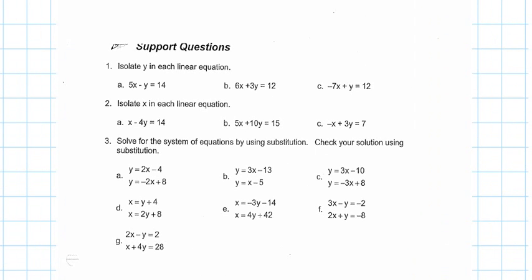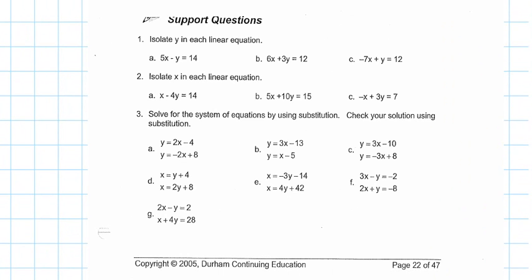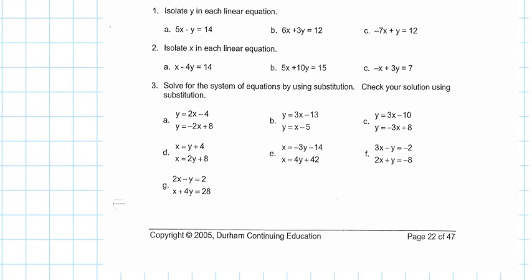So if you look at, let's say, question number 3 here, what would you do? Negative 2x plus 8 equals 2x minus 4. Yeah. So basically, you're going to replace this y with the negative 2x plus 8. So that's going to be negative 2x plus 8 equals 2x minus 4.